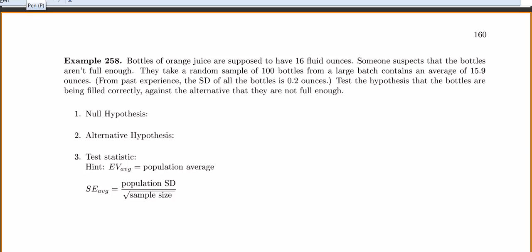So let's write down what we're getting here. Bottles of orange juice are supposed to have 16 fluid ounces. So I would expect my average to be 16 ounces. That's my hypothesized population value. But someone suspects that the bottles aren't full enough. They take a random sample of 100, so that'd be my sample size.